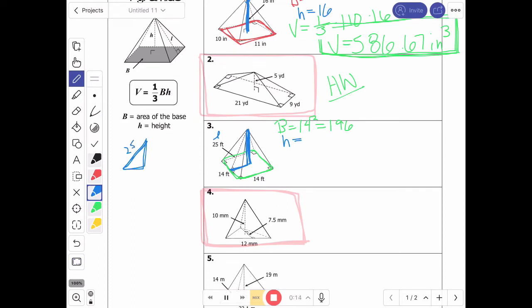Then my height is here. That's what I want to figure out. And then I know the distance across this entire base would be 14 feet, but I only want to go halfway so that I form that perpendicular segment for the height. So I'm going to go halfway through 14, and so this length would only be 7.